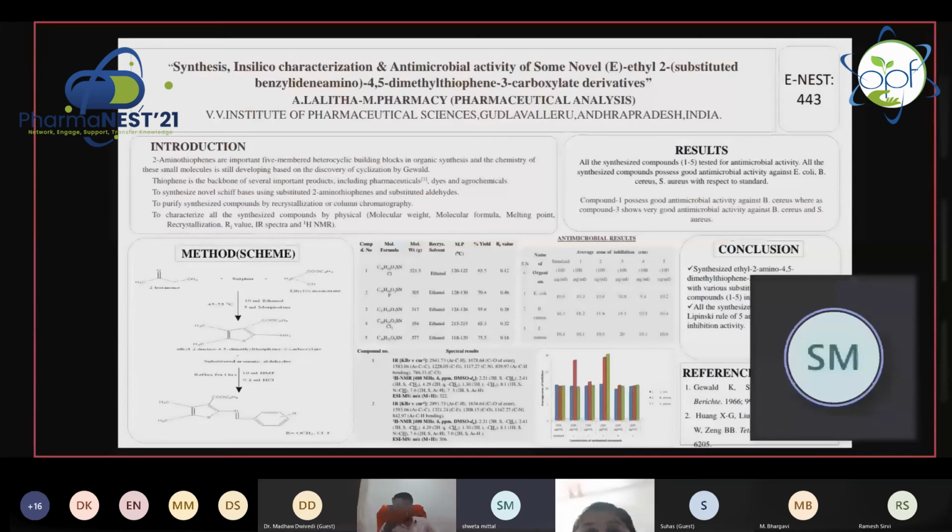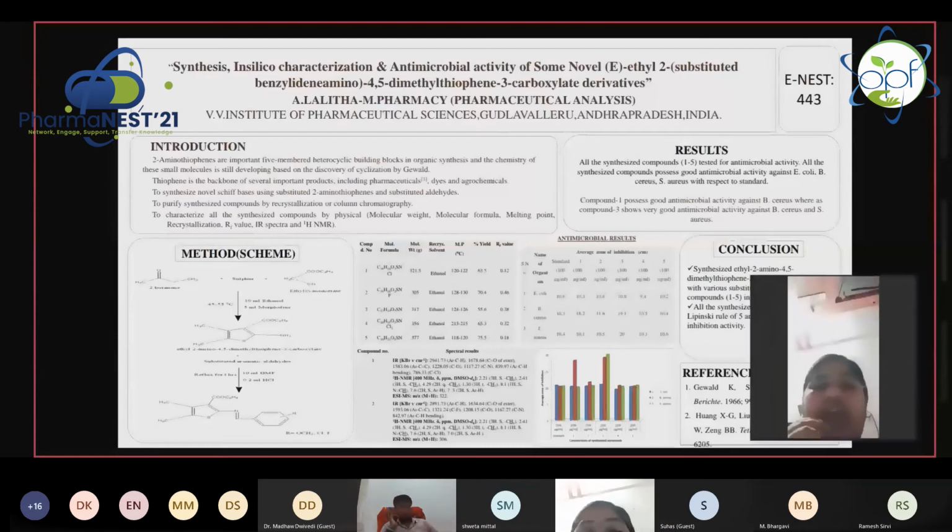Good evening to everyone. My name is Lalitha. I'm studying M.Pharm in the University of Pharmaceutical Sciences, Gutlavallaru, Andhra Pradesh. Today I'm going to give a presentation on the topic synthesis, in-silico characterization and antimicrobial activity of some novel ethyl 2-substituted benzylideneamino-4,5-dimethylthiophene-3-carboxylate derivatives. That is nothing but novel Schiff bases. Generally, in order to synthesize these novel Schiff bases, we require substituted 2-aminothiophenes as well as substituted aromatic aldehydes. In the introduction, we are going to see about the 2-aminothiophenes.